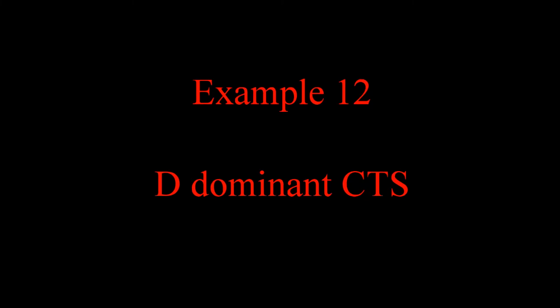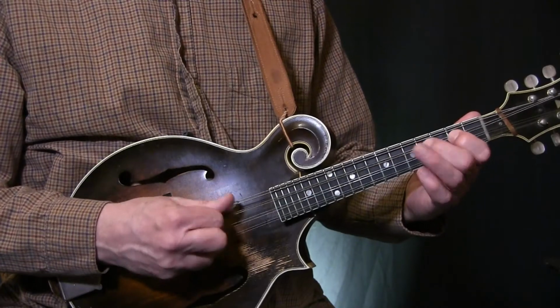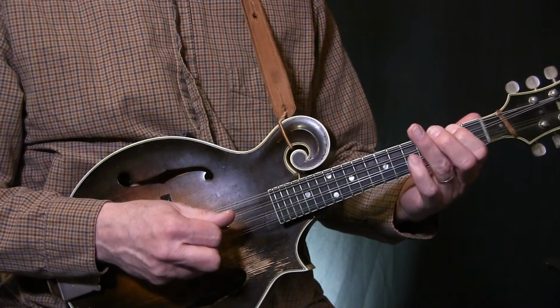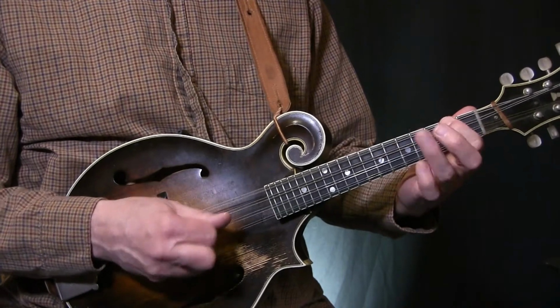In example 12, we descend the D dominant CTS from F sharp to A. Example 13 shows what we've done for the D7 chord so far.